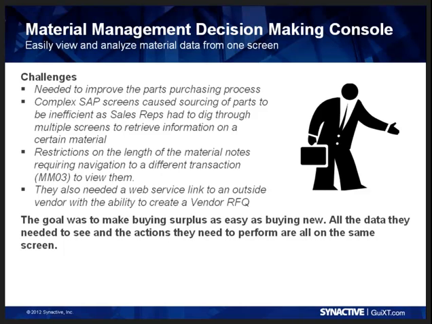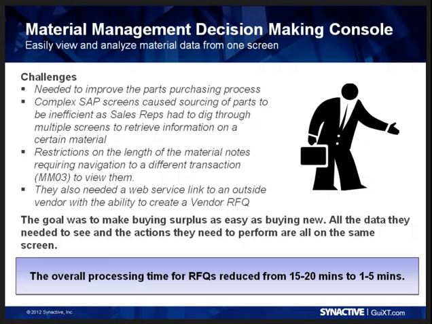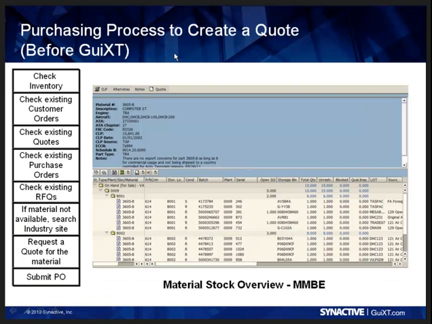So using the material management decision-making console, everything about a certain material is now displayed on one screen. And in this case, they saw an overall processing time improvement from 15 to 20 minutes, now down to 1 to 5 minutes. So here's the before process. Again, associated with one material, you might check inventory, you might have to check existing customer orders, check existing quotes. This is all required in order to provide a quote on a certain material. Then they have to, if the material is not available, go launch into another industry site and then request a quote for the material, then finally submit the PO.